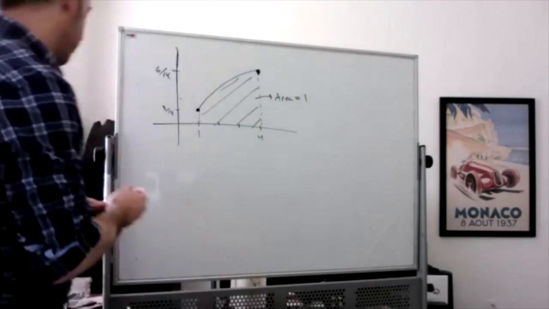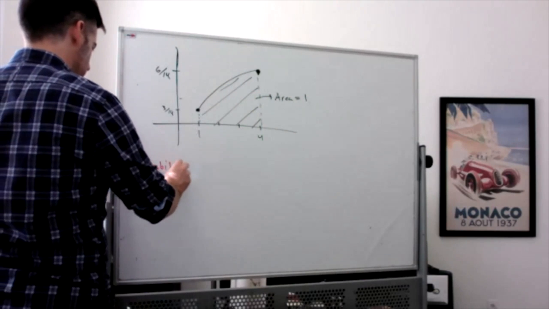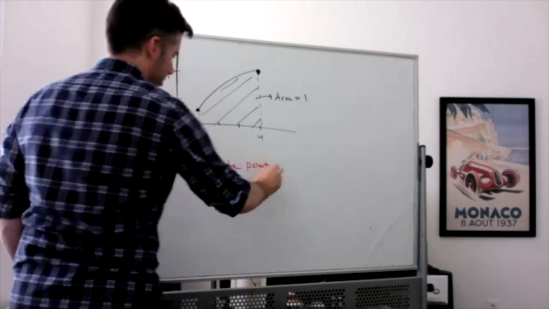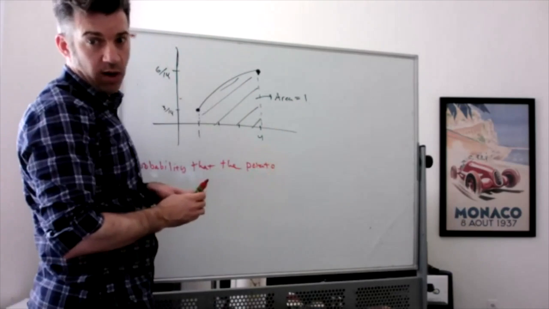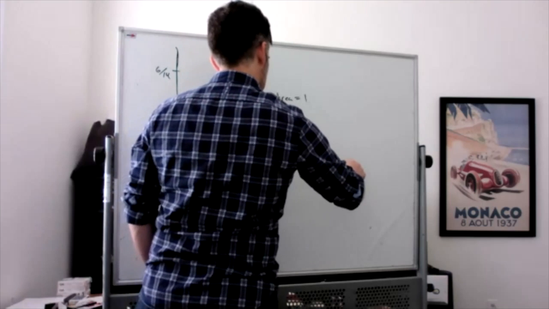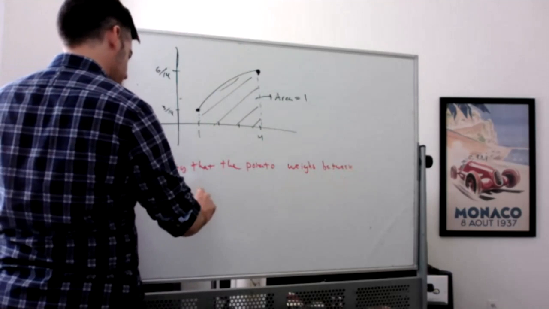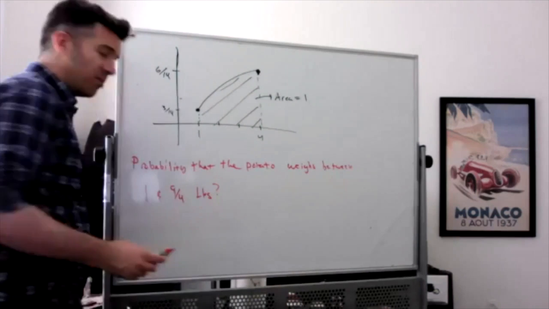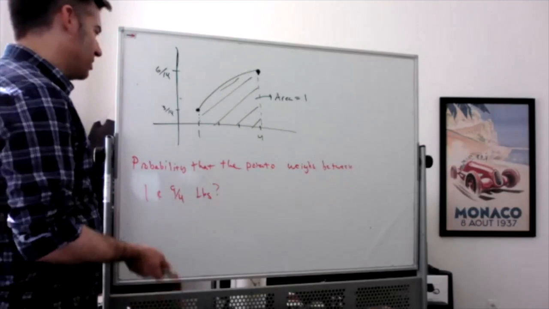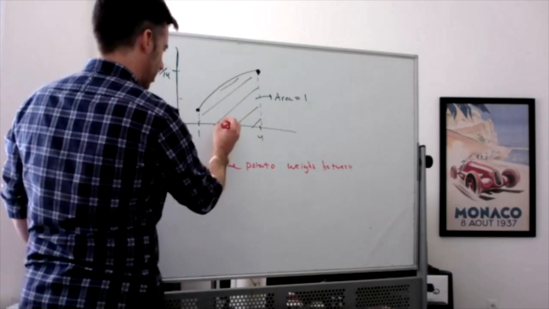So you say, like, what's the probability that the potato weighs between 1 pound and 9/4 of a pound? Normally I would probably ask 1 and 2 pounds, but the interval is easier if we use 9/4. So what's the probability that you have a potato that weighs between 1 pound and 2.25 pounds? So that's about like right there.